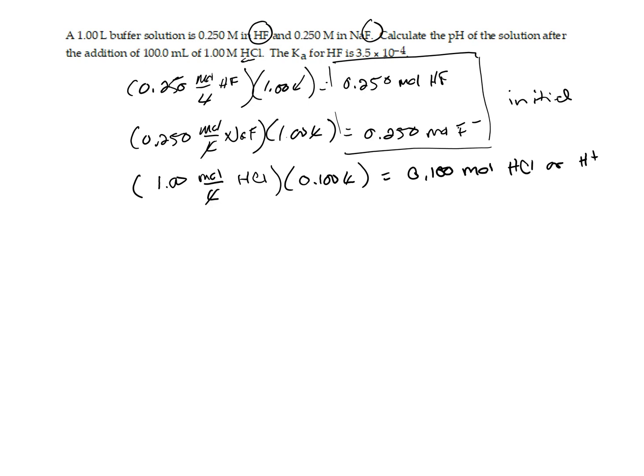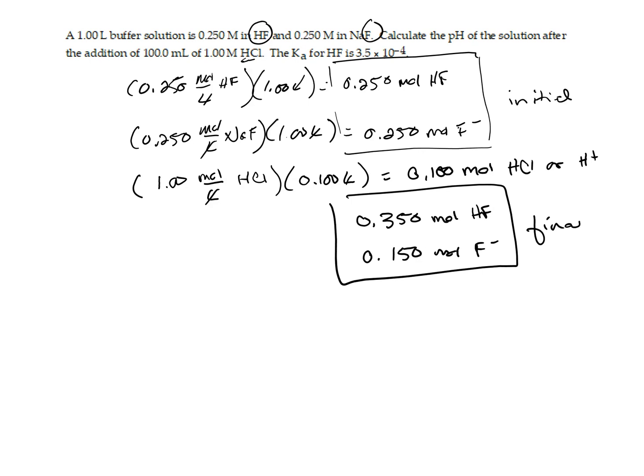So after the reaction, we're going to have 0.350 moles of hydrofluoric acid, and we're going to have 0.150 moles of fluoride. And these are going to be our final number of moles. And then all we have to do is plug these into our Henderson-Hasselbalch equation. Or can we? Oh, we do, because we have Ka. So we've got Ka, so we need pKa. So once again, pKa equals negative log of Ka, so negative log of 3.5 times 10 to the minus 4 is going to give us a pKa of 3.46.